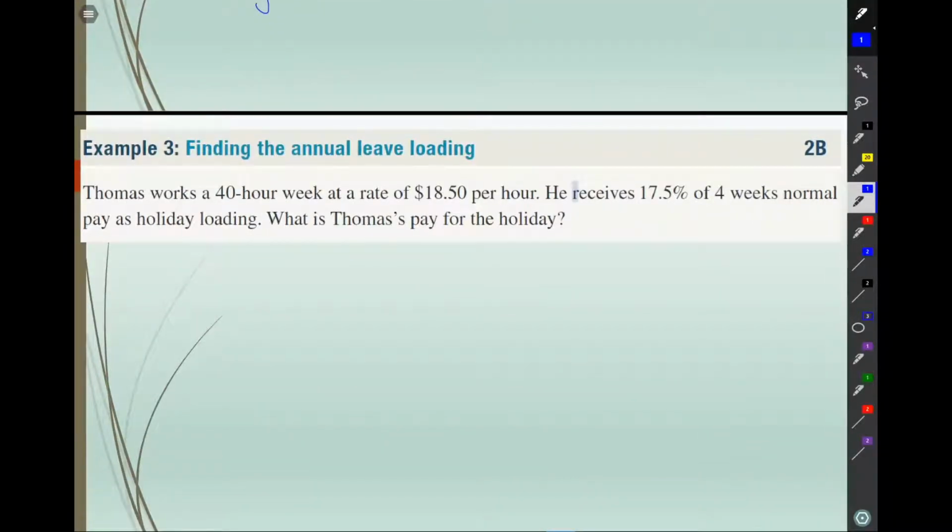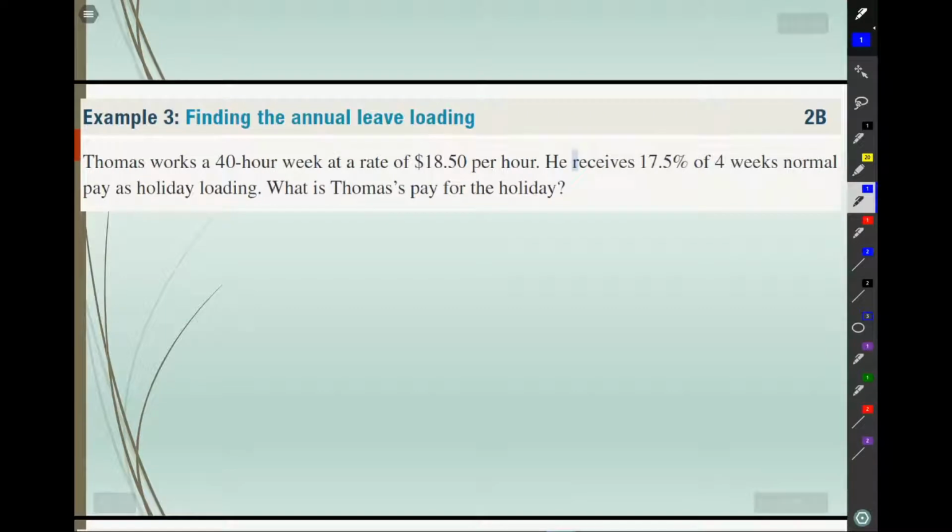Let's jump into doing some calculations. We have our friend Thomas here working a 40-hour week. His rate of pay is $18.50 per hour. He gets 17.5% of 4 weeks normal pay as holiday loading. So what is his pay for the holiday? Now, there is a slight trick that you can get caught out with here. The question is asking for his pay for the holiday, so you have to remember that leave loading is paid in addition to normal pay.